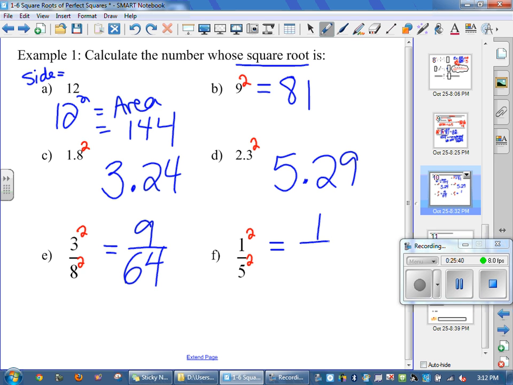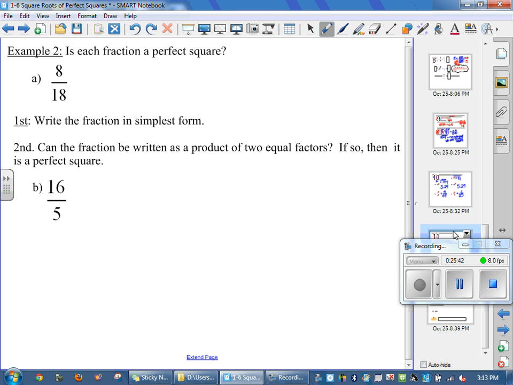All right, now look at this one. Is 8 over 18 a perfect square? Well, not the way it's written. Not now. How come? You must reduce first.